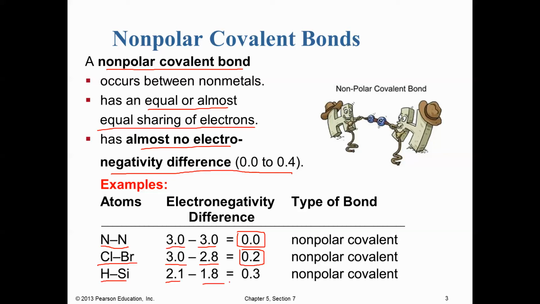I want to point out, you don't need to memorize these electronegativity values. These will be given to you if you need them on a quiz or exam. So again, don't bother memorizing them. You can look them up if you need to. But you do want to know the trend for electronegativity, where it's highest in the upper right of the periodic table and lowest in the lower left.